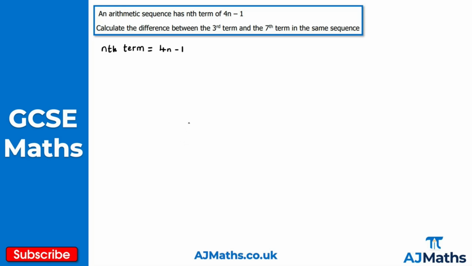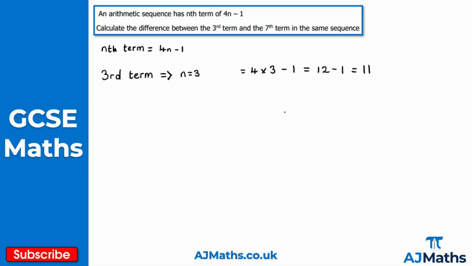So if we want the difference between the third term and the seventh term here, what I need to do is just find the third term and the seventh term using the formula for the nth term here. So for the third term, this is given when n equals 3. When n equals 3 here, so just using our formula for the nth term then, it's going to be 4 times 3 minus 1. That's going to be 12 minus 1. And that will give us 11 there.